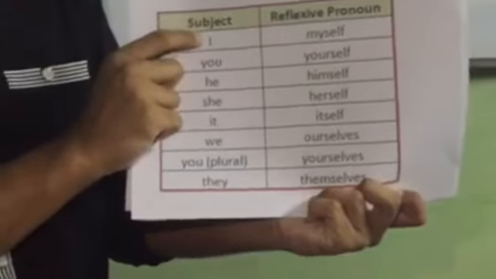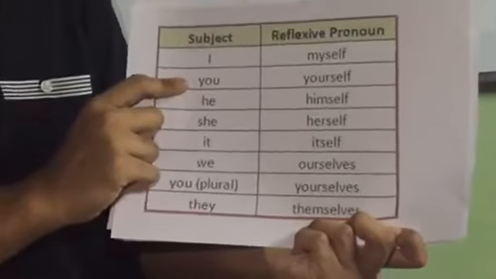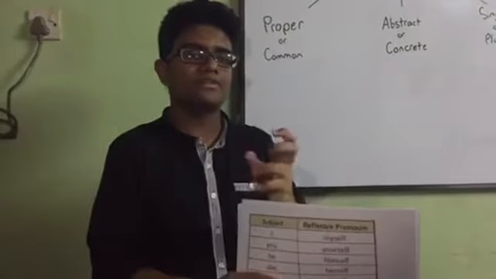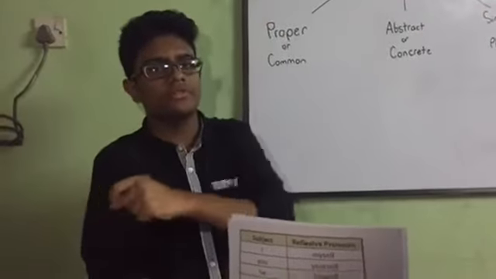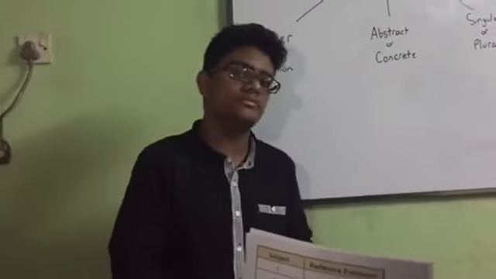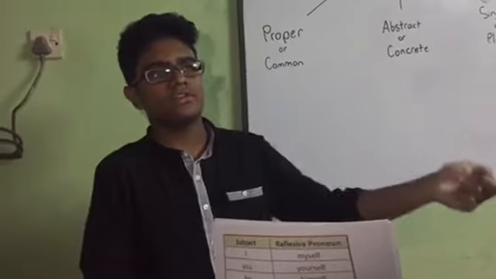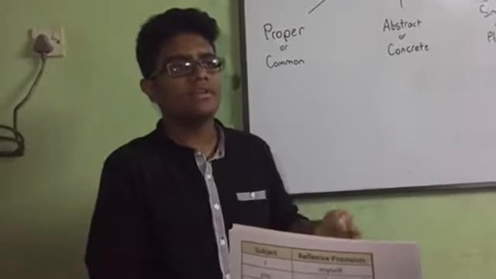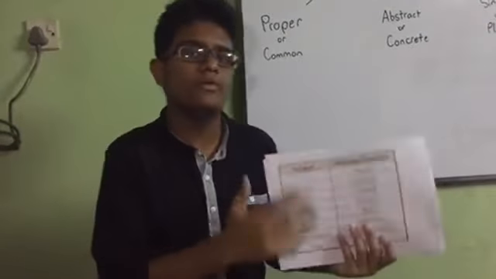The reflexive form of I is myself. The reflexive form of you is yourself. This puts emphasis on the fact that you yourself are doing something, or she herself is doing something. It could also be used as a callback or an antecedent. If I say, she gave herself a present.